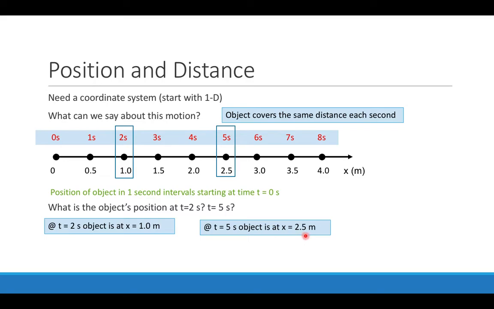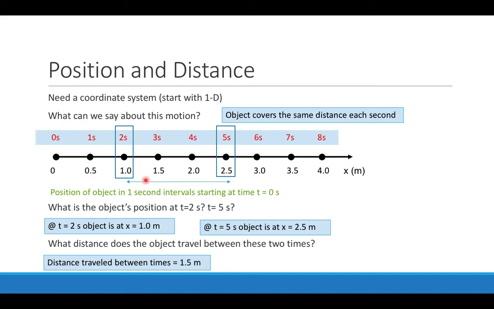So at any given position, or at any given time, I can figure out what is the exact position of this object at that time interval. I can also ask, what distance does the object travel between these two times? So between 2 seconds and 5 seconds, what distance was actually covered? So it's the distance between these two points, the 1 meter mark and the 2.5 meter mark. So the distance traveled between those two times is 1.5 meters.